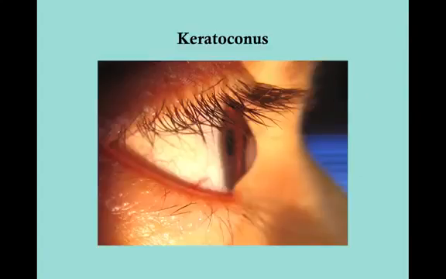So here's an example of keratoconus. If you look up really closely, you can see that this cornea is relatively normal on the front, but it's thinned out along the sides. And it makes that cone shape. It's not a perfect cone, but you can see where they get the word keratoconus.